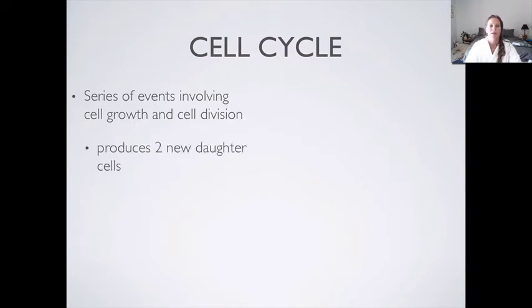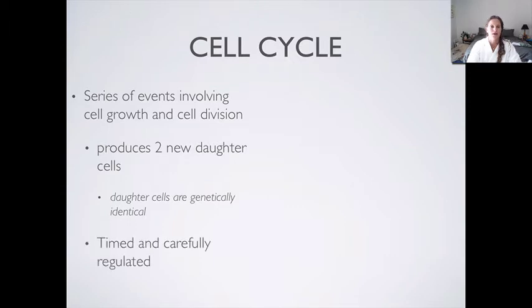All right, so let's quickly look at the cell cycle. The cell cycle, again, like I said previously, is just a series of events that essentially involves the cell's growth period, its life, and then finally its division period if it's a dividing cell. If it is a dividing cell, we're going to start with one cell. Once the cell divides, it's going to produce 2 new daughter cells. And the important thing to remember about this type of cell division is that the daughter cells are genetically identical to the parent cell.